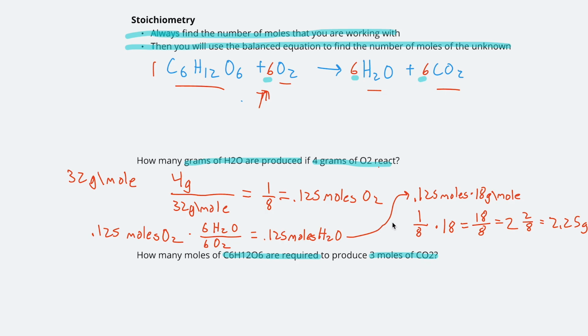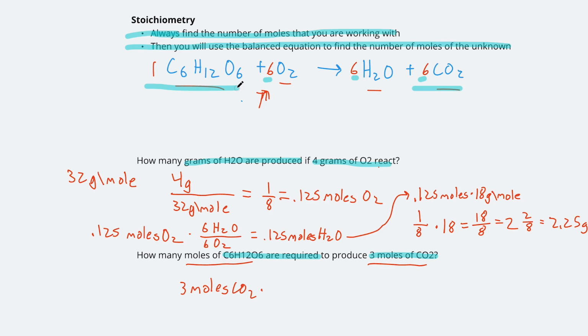Now for the next one, we're given an amount of moles, and we're asked to find an amount of moles. So there's not going to be any of the conversions to moles like we did in the last one. This one is easier, and you get right to using the coefficients in the balanced reaction. So we're starting with CO2, and we're trying to find the C6H12O6. So you want to write 3 moles of CO2 is what you're starting with.